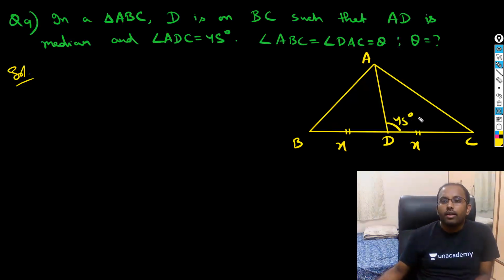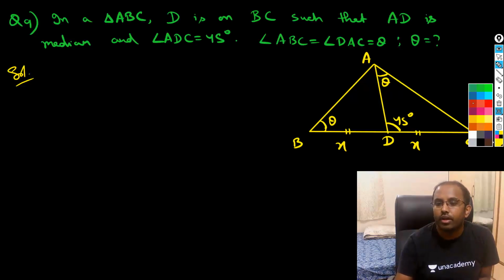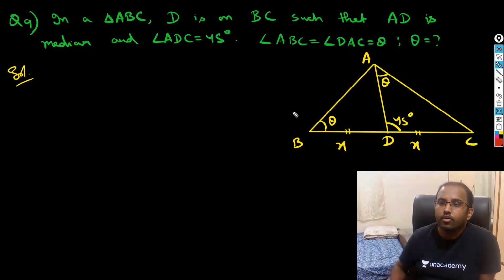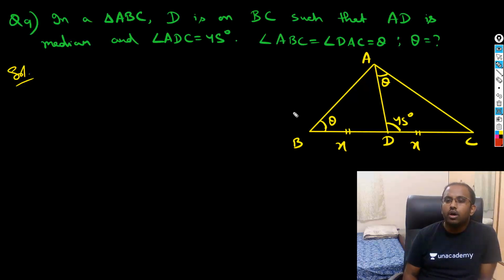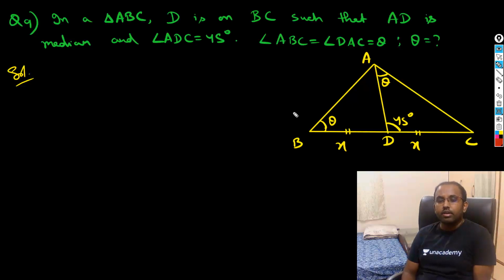And angle ABC is given as theta, and angle DAC is also given as theta. This is the given information here. Now I need to find the value of theta. I need to think of some values which will lead to this answer. But we don't have any other clue here. I can see that two angles are equal, and a side is equal.